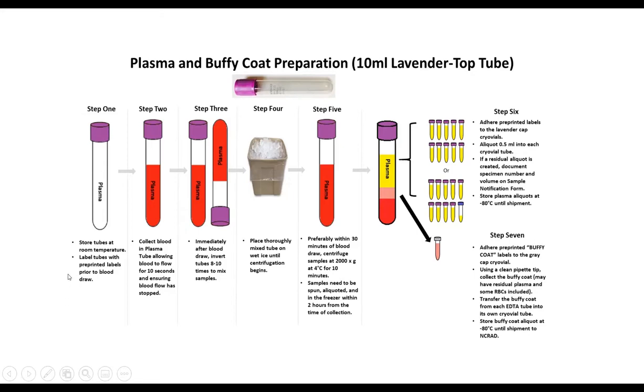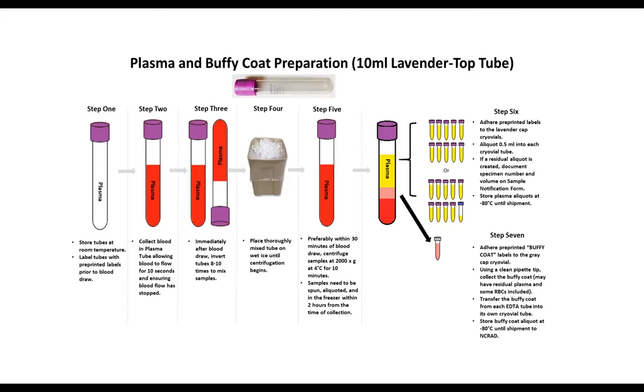Okay, so for the 10 ml lavender top EDTA, same thing: store the blood tubes at room temperature and pre-label the tubes prior to the draw and the visit. Then you will collect the blood, try to fill it all the way up, and allow the blood to flow for 10 seconds and ensure the blood has stopped. Then after the blood draw, immediately invert 8 to 10 times this time to mix the samples. Once you've done that inversion, place the samples on wet ice until you can get the centrifugation going, preferably within 30 minutes of the blood draw.